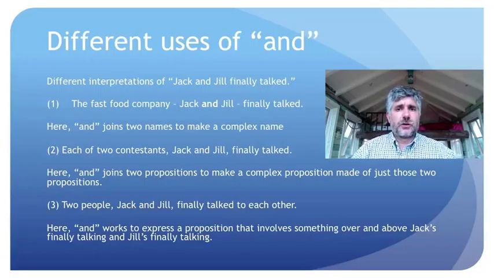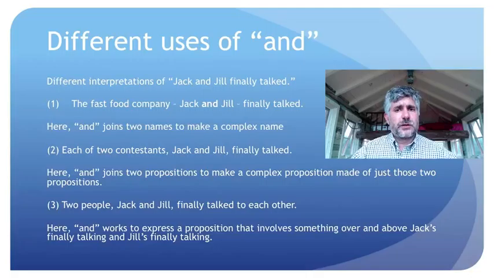Now there's a third way that the word "and" could get used, just in that sentence, "Jack and Jill finally talked." Suppose Jack and Jill are a couple, and recently they've been having a tough time. They've been angry and resentful, and they haven't been talking to each other about the sources of their anger and resentment. Well, suppose they decide that they're going to finally get their grievances out into the open. They're going to talk to each other. Then I might say, "Jack and Jill finally talked."